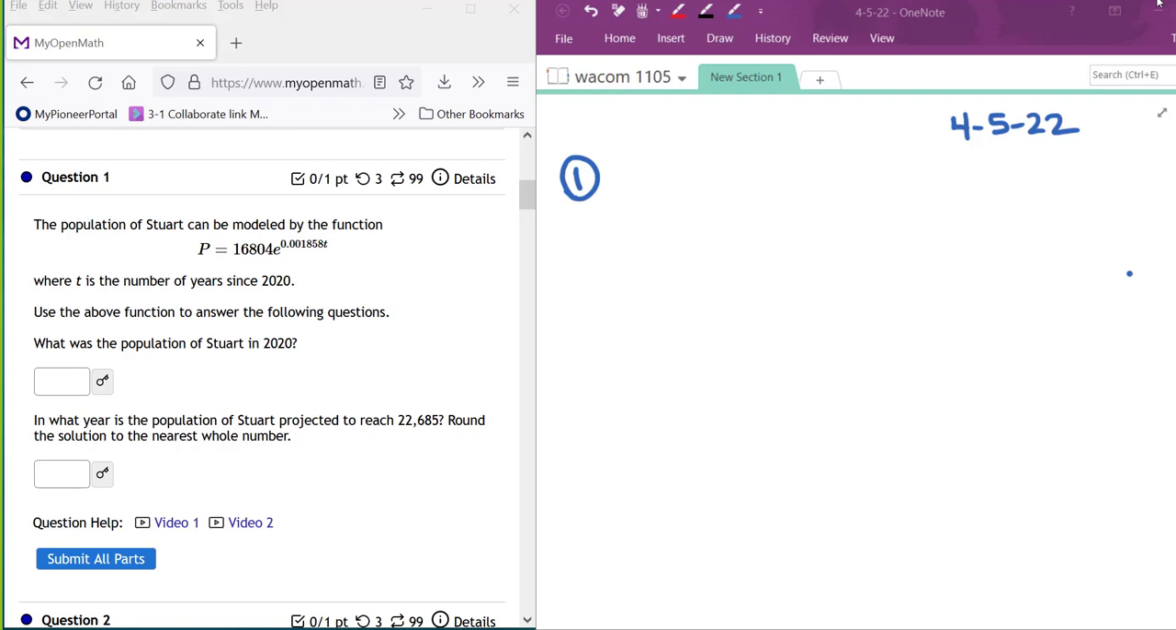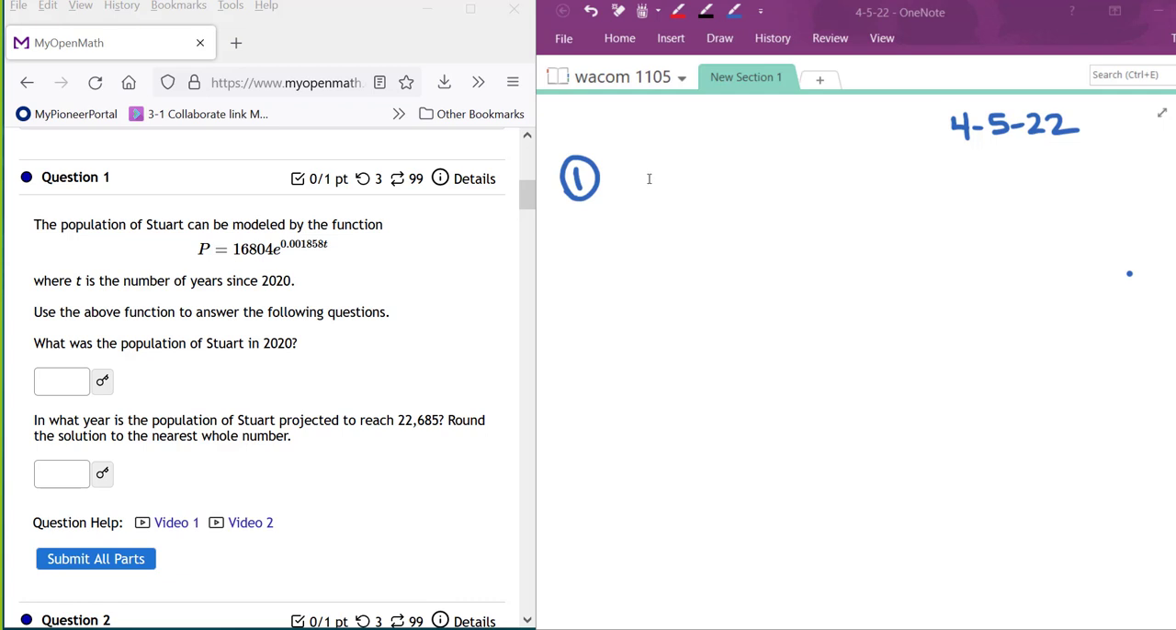So, problem 1 from our section 5.5. So here's our question. It says the population of Stewart can be modeled by this function, where t is the number of years since 2020. Use the function above to answer the following questions. What was the population of Stewart in 2020?